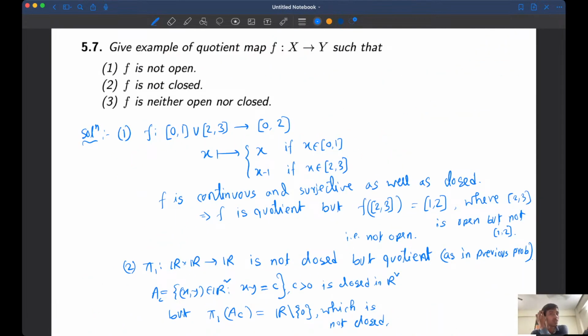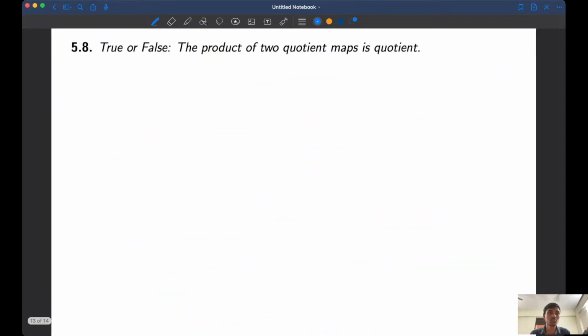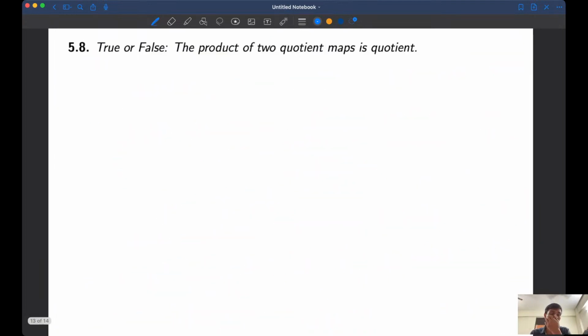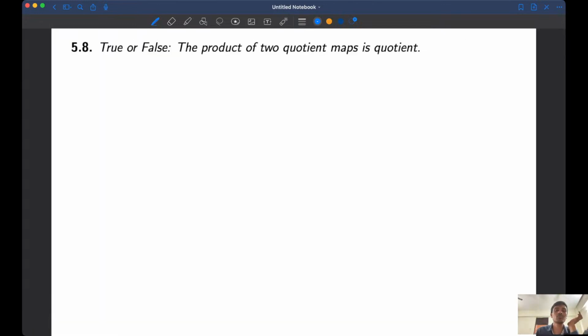Okay, so two more things actually. I'm already over time. Suppose you have two quotient maps, whether the product of two quotient maps is again a quotient map or not. This is actually not true. This is false, and the example is not easy to construct, so you can look for a reference. Anyway, I'll write the solution and upload it in the drive, so you can also see from there. But actually the product of two quotient maps need not always be a quotient map. Okay, so this is false.